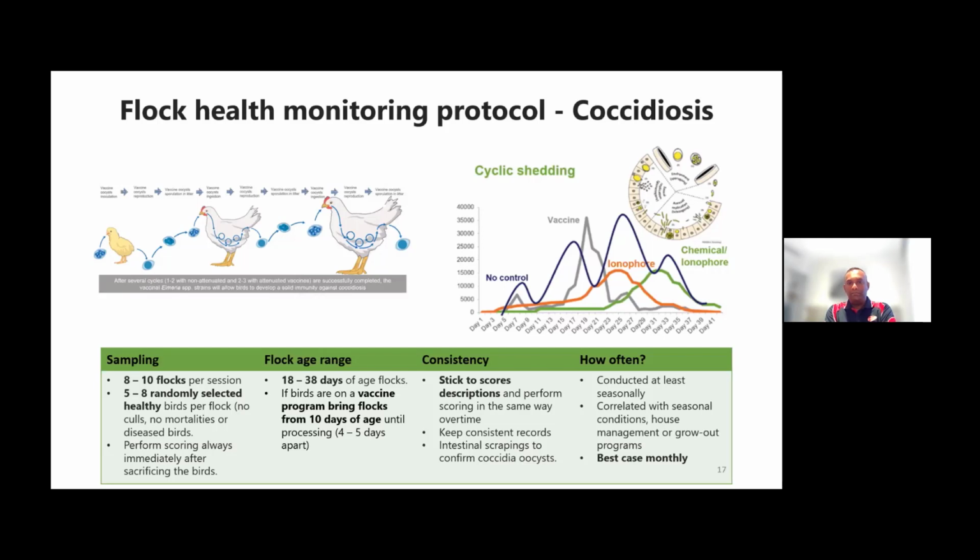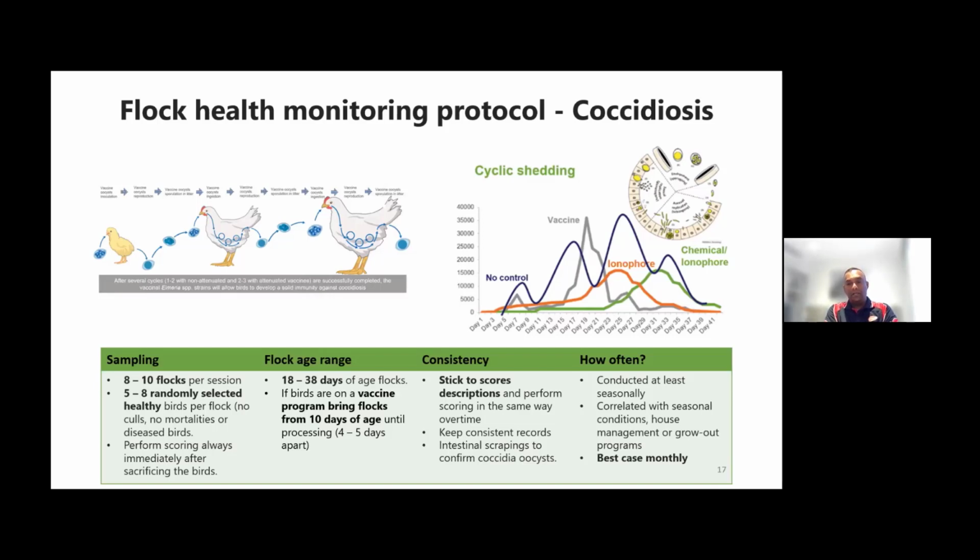So sampling per session should target between 4 and 8 birds. 8 to 10 is also good. And 5 birds randomly selected, healthy birds, not selecting culls or mortalities or diseased birds. And then we perform scoring as per a set standard that we have. Age, the flock age in vaccinated can be from 10 days of age, but 18 to 38 days age flock is what should be targeted for sampling. And consistency, do you stick to the scores?